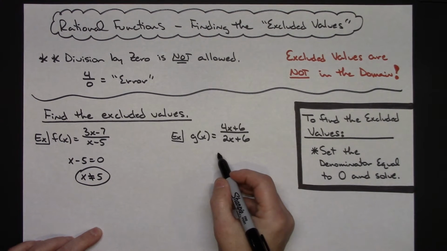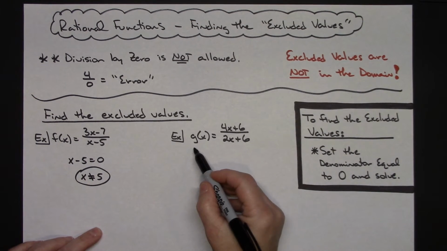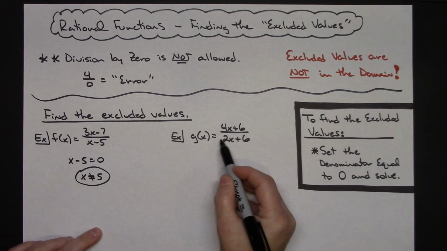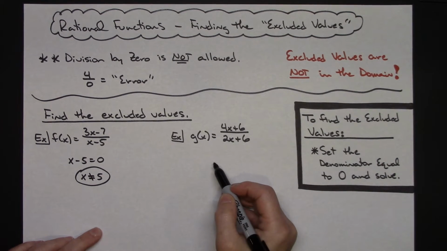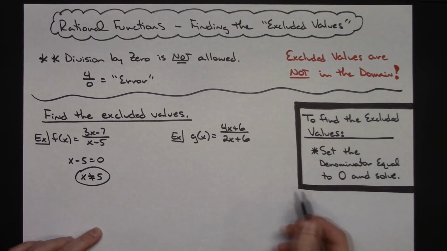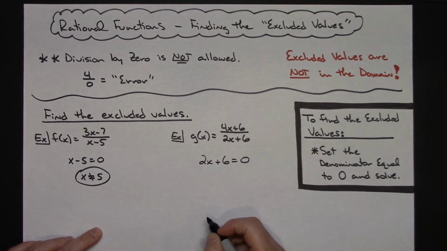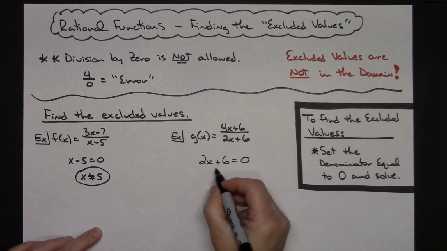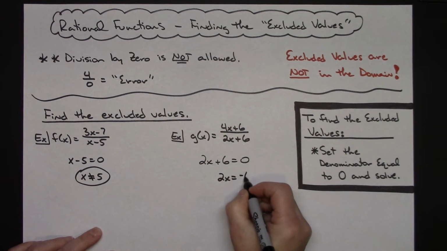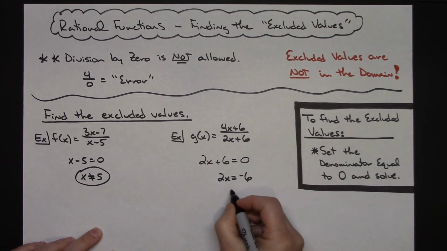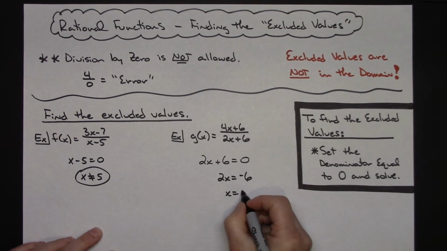Second example here, just real quick. g of x is equal to 4x plus 6 over 2x plus 6. I can take the denominator and set it equal to 0. So 2x plus 6 equals 0. Again, just a two-step equation. I can subtract 6 from both sides. So 2x equals negative 6. Divide both sides by 2. x is going to be equal to negative 3.